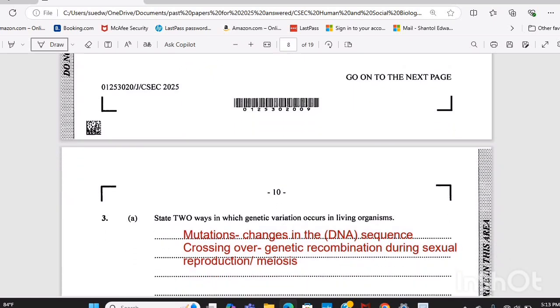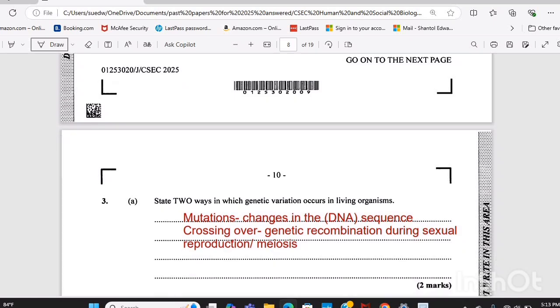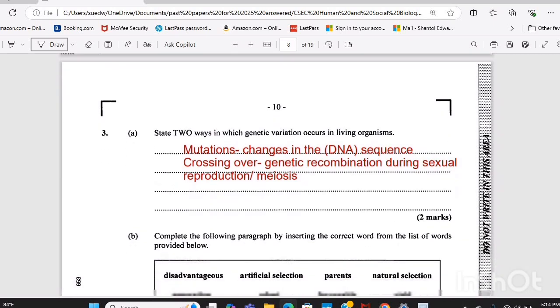It says, state 2 ways in which genetic variation occurs in living organisms. Now, the first one is mutations, if there is a change in the DNA sequence. And the second one is crossing over, which is genetic recombination during sexual reproduction or meiosis. Now, human and social biology students, this topic may not be one of your favorites, but it is a topic that they can ask you questions on. So if you have not looked at the genetics part of your syllabus as yet, I'm going to ask that you take your time and do so. All right, so that's 2 marks.